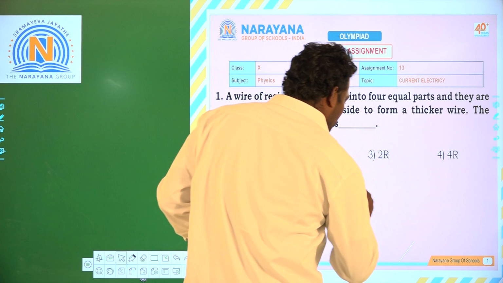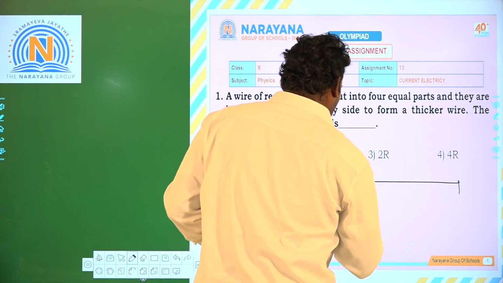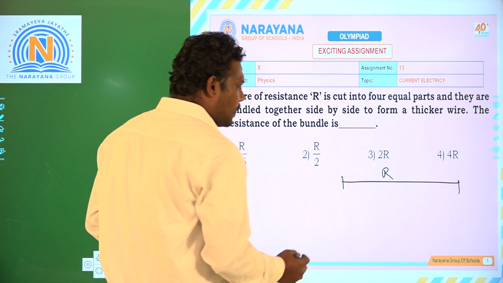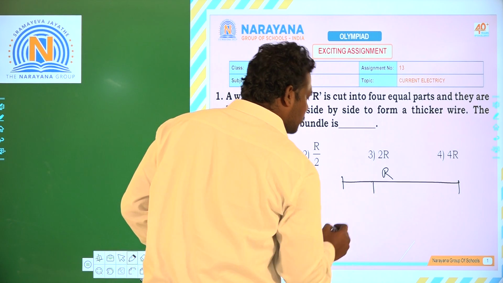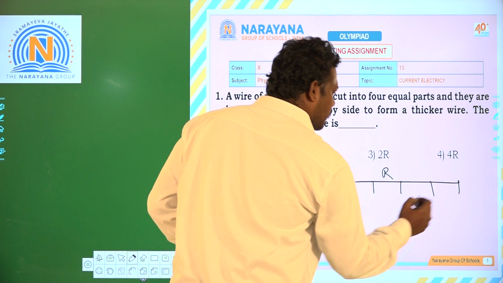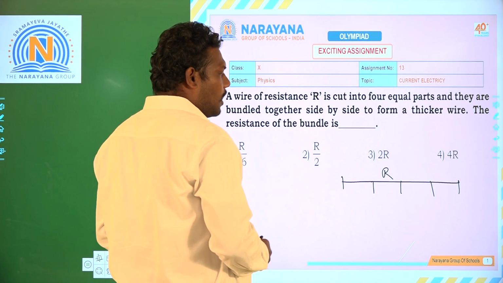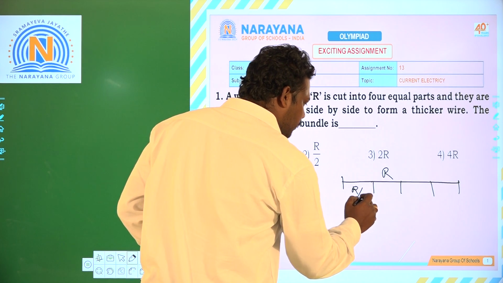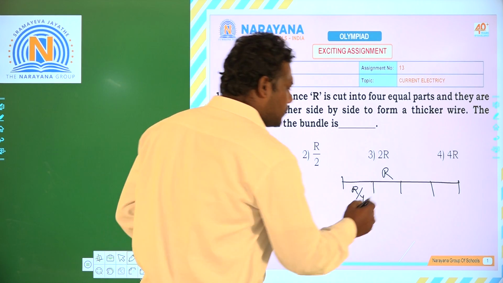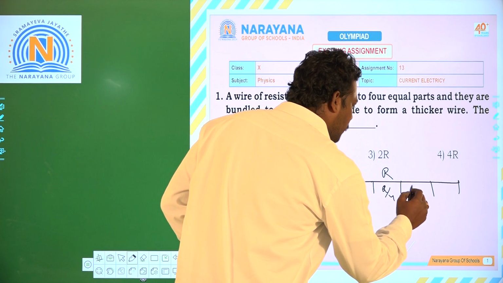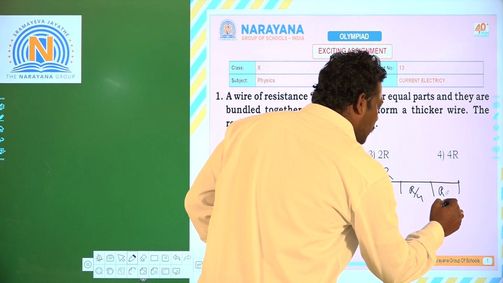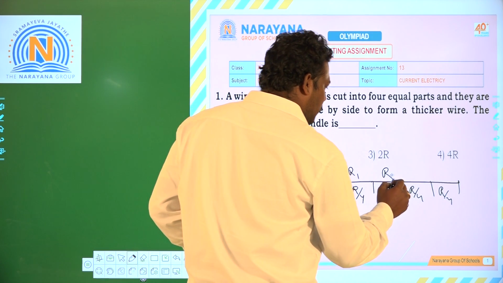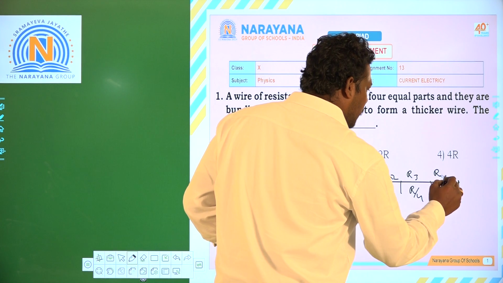Now here I take a wire having resistance R. Now this is cut into 4 equal parts. Now the resistance of each part will be R by 4. Why? Because it is cut into equal parts. So R by 4, R by 4, R by 4. Let us say this is R1, R2, R3 and R4.